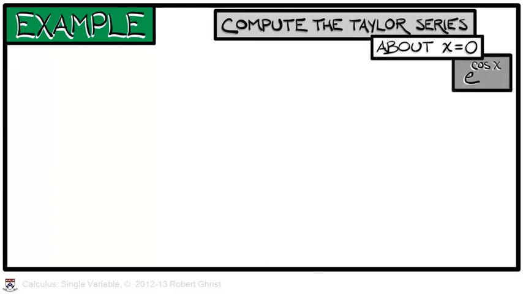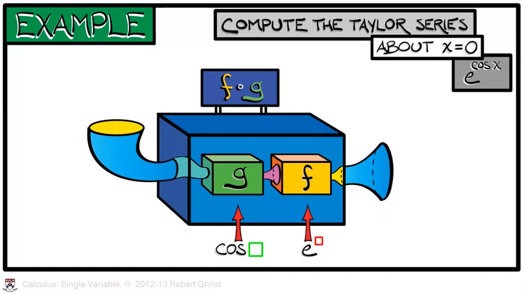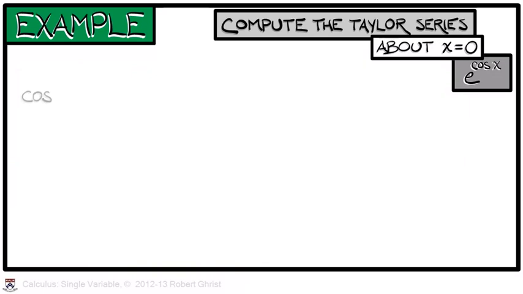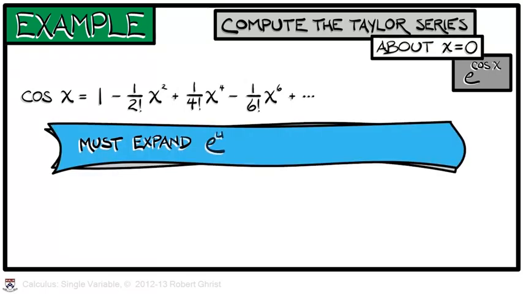Compute the Taylor series of e to the cosine of x about x equals 0. Well, e to the cosine x is a composition. What do you do first? First, you take the cosine of x. Then you exponentiate it. If we are to compute the Taylor series about x equals 0, then we must expand cosine about 0, but not e to the x. Cosine of x about 0 is very simple. This one we know. However, for the second term, the exponential, we must expand that about an input of 1, because that is what gets fed into it.